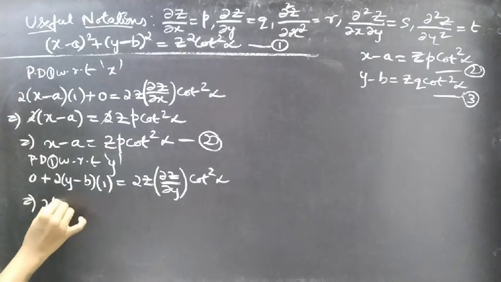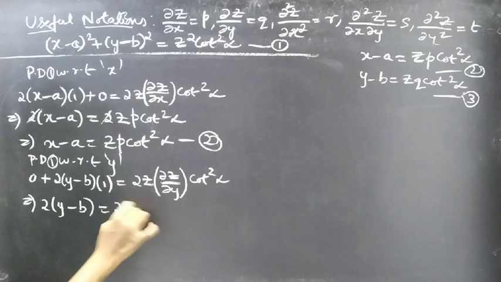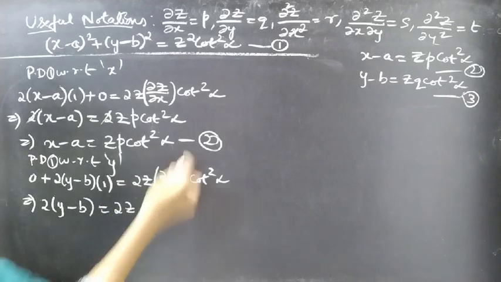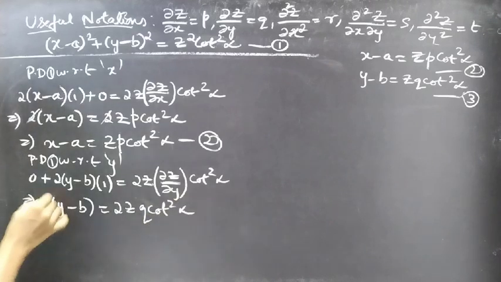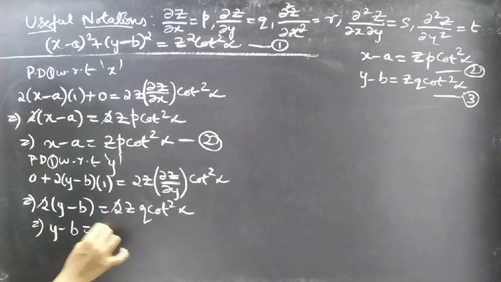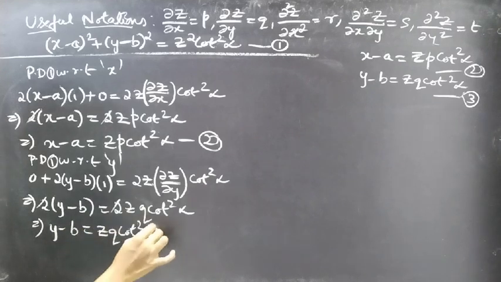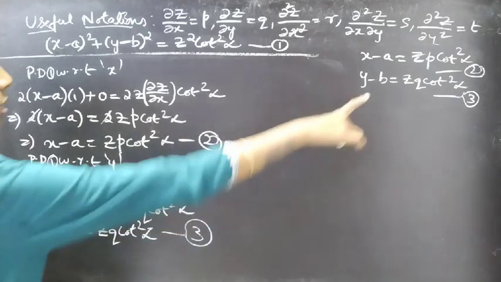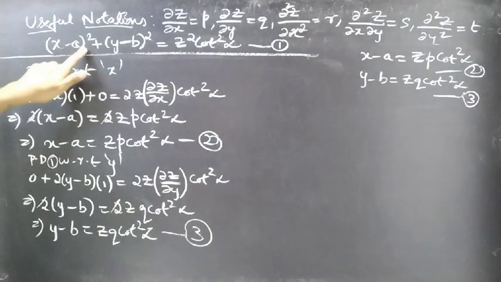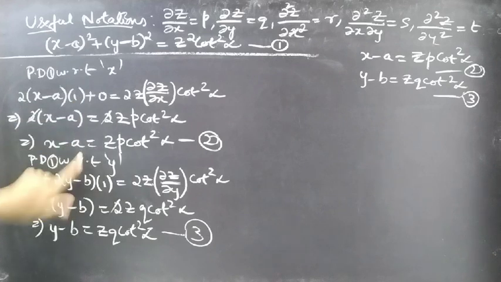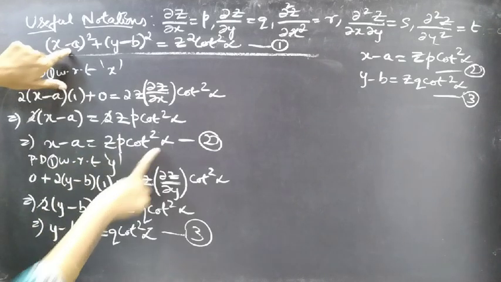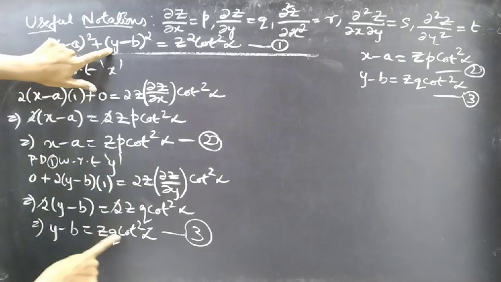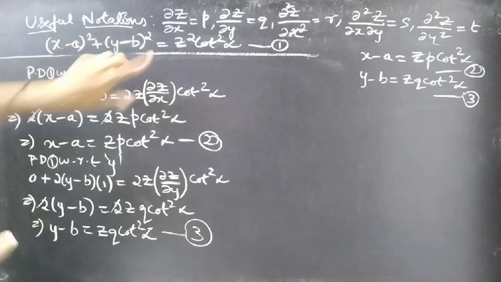This gives us 2 times (y minus b) equal to 2z. Just replace dou z by dou y by the notation q. Okay, now you can cancel the 2. You'll get y minus b equal to z q into cot square alpha, which is considered as 3, right? Now notice the 3 equations, equation 1, equation 2 and equation 3. So from this we'll come to know that if x minus a can be replaced by z p cot square alpha and y minus b can be replaced by z q cot square alpha, the arbitrary constants a, b get eliminated, right?